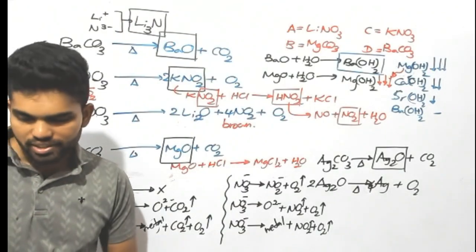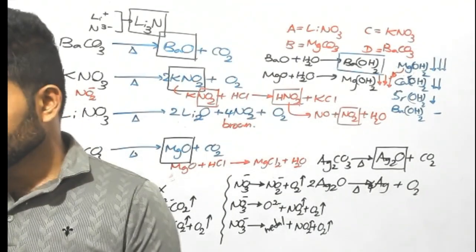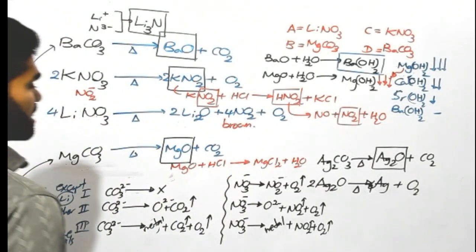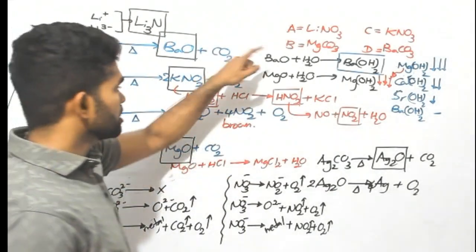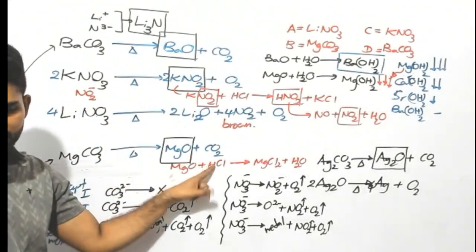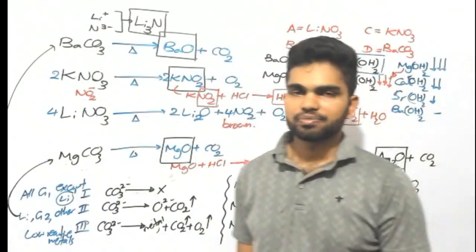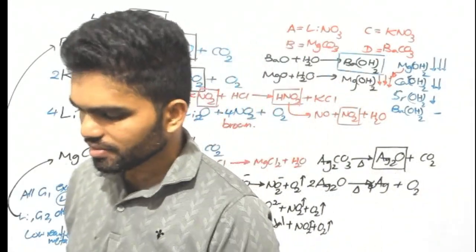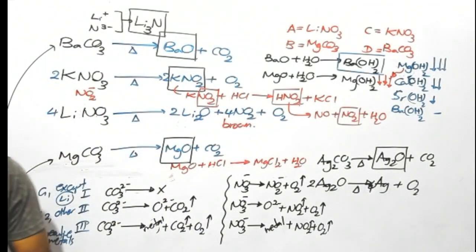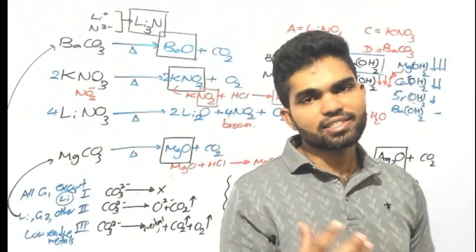Then look at the sixth one. Write a chemical test to identify the colorless gas evolved in test tube B. Test tube B contains magnesium carbonate. So when you thermally decompose magnesium carbonate, you get carbon dioxide. So they are asking for a test to identify carbon dioxide. Okay, so don't mix it up. Carbon dioxide can be identified by the lime water test. But just telling lime water test is not enough.